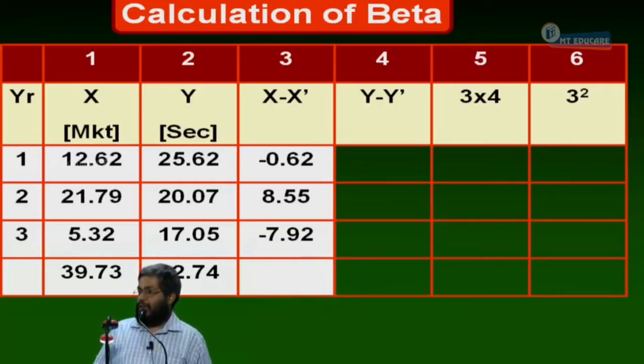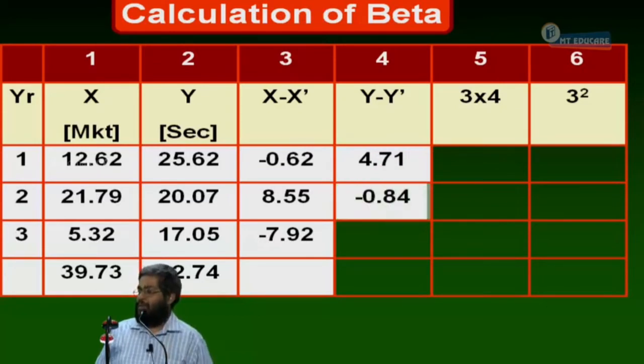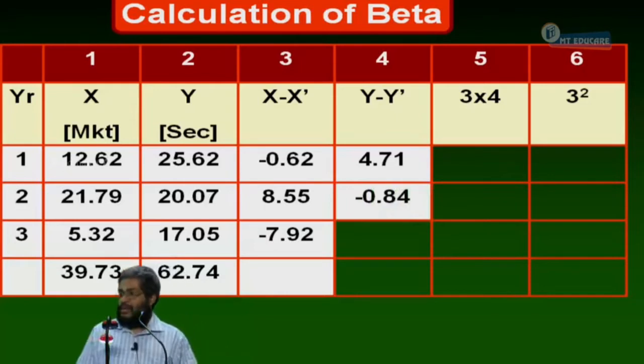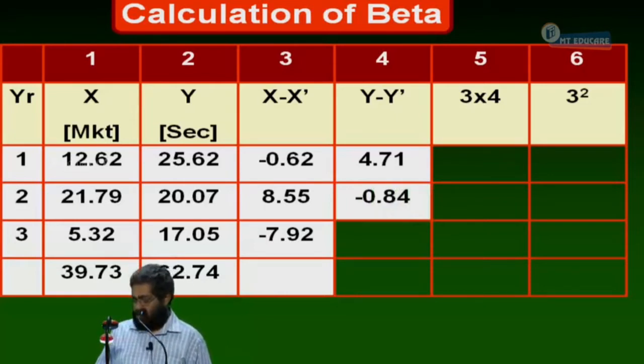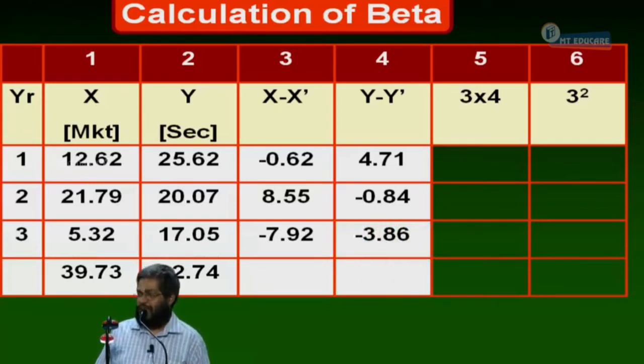It is 25.62 minus 20.91, answer 4.71. 20.07 minus 20.91 is minus 0.84. 17.05 minus 20.91 is minus 3.86. Obviously, the total should be 0. That 1 or 2 decimal change is ignored due to rounding off.